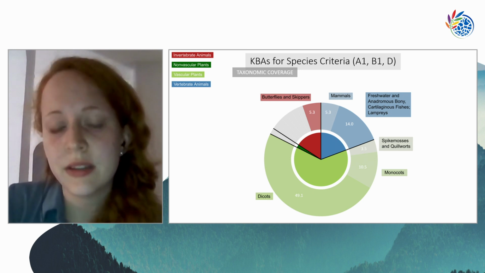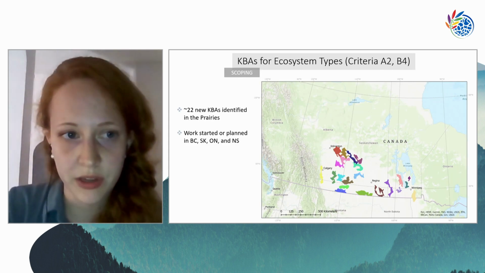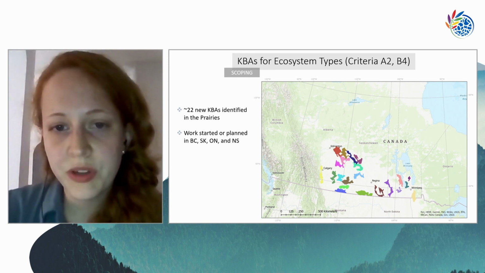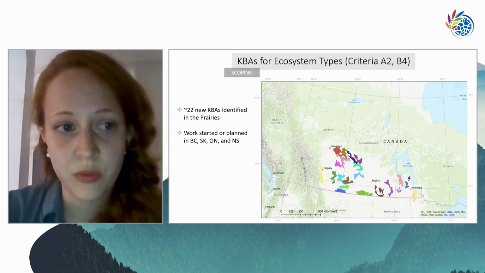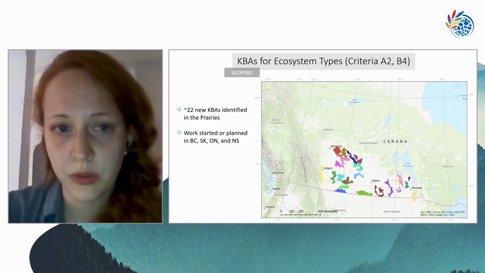Next, please. When it comes to ecosystem types, we're in a more preliminary stage. We call it the scoping or screening stage. What you're seeing on the map here are 22 tentative KBAs for endangered prairie ecosystems, but this is just the tip of the iceberg. We're starting work in British Columbia, in Ontario, and in Nova Scotia for endangered forest ecosystems.